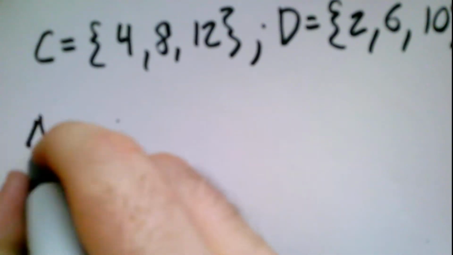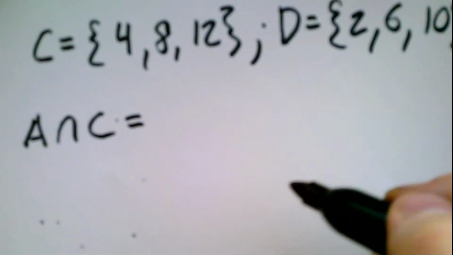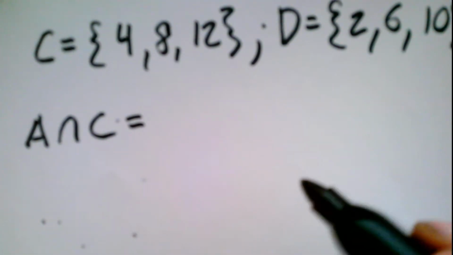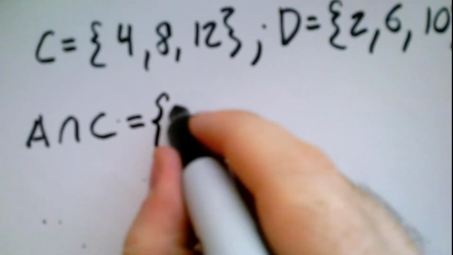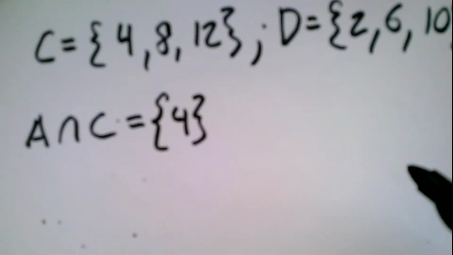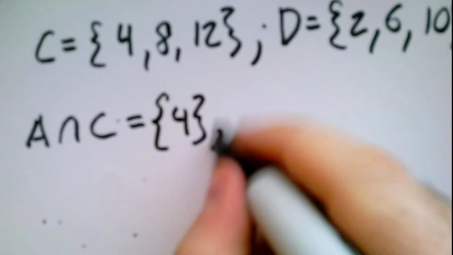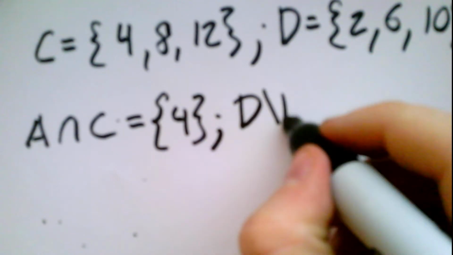So now, let's do A intersect C. Well, A was just the set with 2 and 4 in it. C is the set with 4, 8, and 12 in it, so the only thing that's in both is 4. So A intersect C is 4. And let's do D minus B.